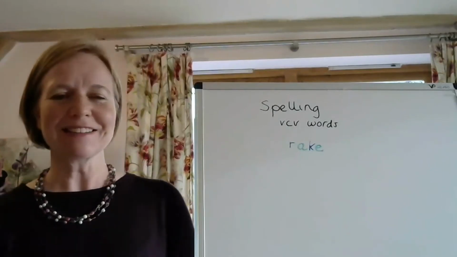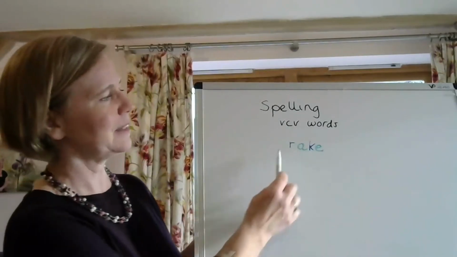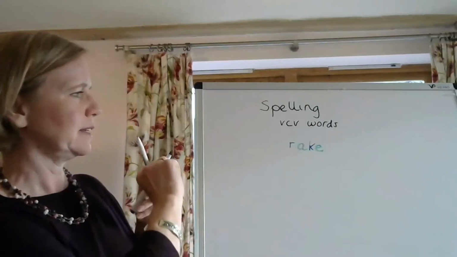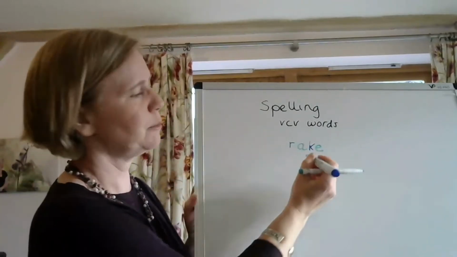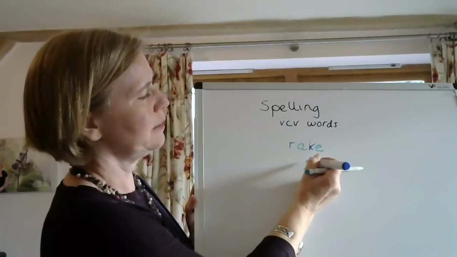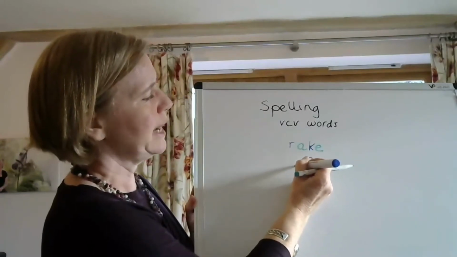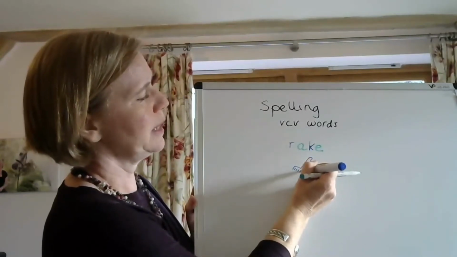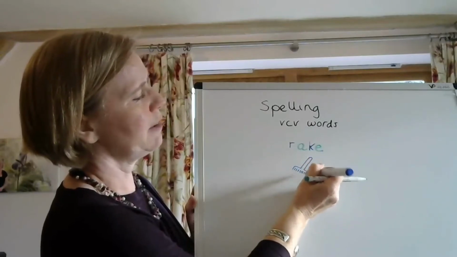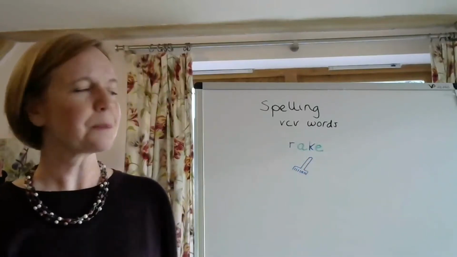So let's just have a little look at this. We're going to start off with this word, rake, okay? And I'm going to do a really terrible picture now. You'll find out I really can't draw. So a rake is that garden implement, okay? Maybe like you rake up the leaves, okay?